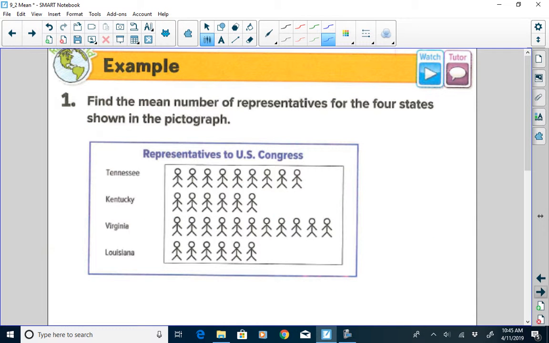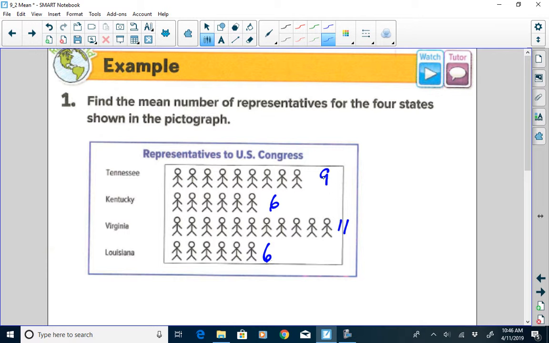All right, next question. Another display of data, this time a pictograph. It says find the mean number of representatives for each of the 4 states shown in the pictograph. Well, each one of these pictures represents a representative to the U.S. Congress for that state. So Tennessee has 1, 2, 3, 4, 5, 6, 7, 8, 9 representatives. Kentucky has 1, 2, 3, 4, 5, 6 representatives. Looks like Virginia has, if that's 9, this is 11 for Virginia, and then we have 6 for Louisiana.